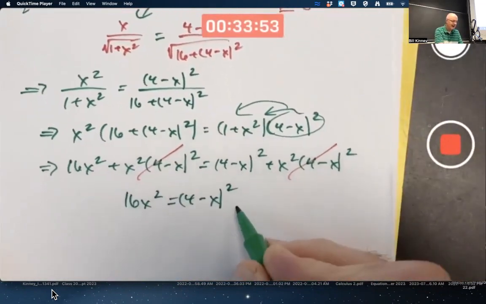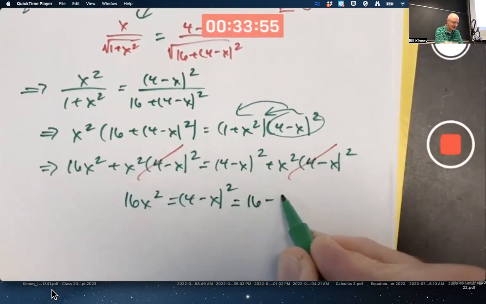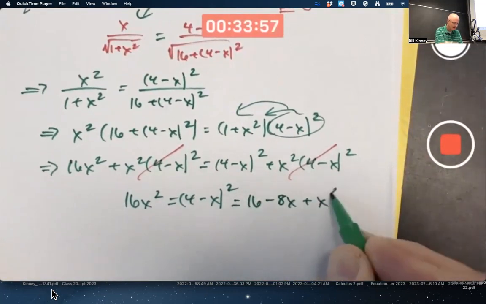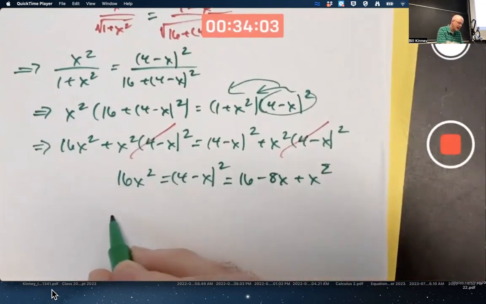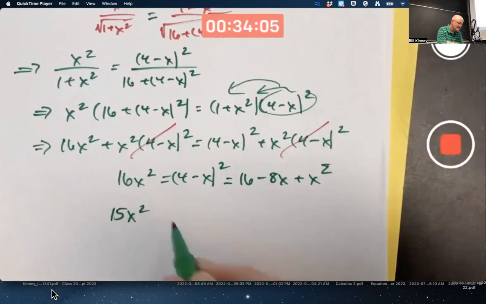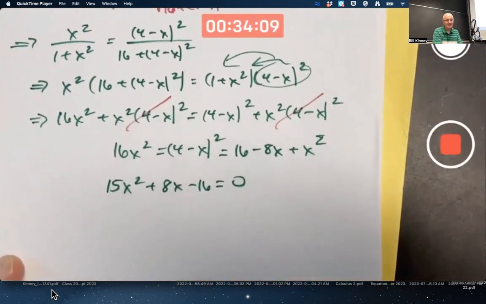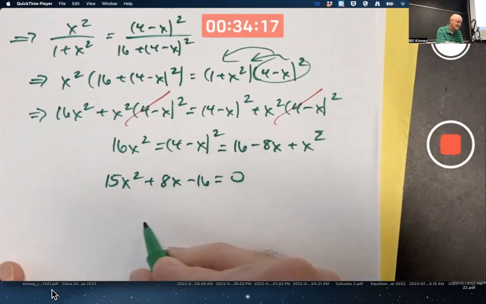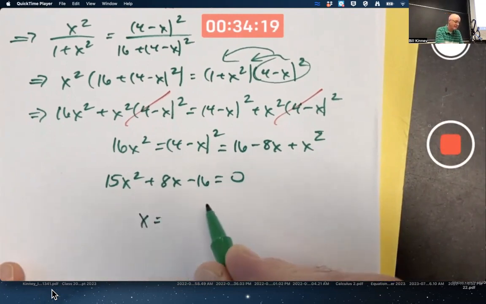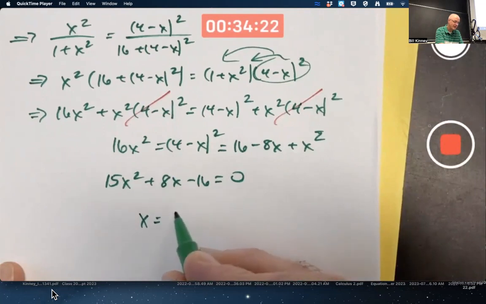Okay, maybe now I'll expand this. Get 16 minus 8x plus x squared. I'm getting close. Maybe get everything on the left. Subtract x squared from both sides. Add 8x. Subtract 16. We get a quadratic. Now I guess use the quadratic formula. By the way, I have no idea whether this is still right or not. It's possible I've made a mistake. Let's just see what happens here. Doesn't look so easy to factor, so I'm going to use the quadratic formula.